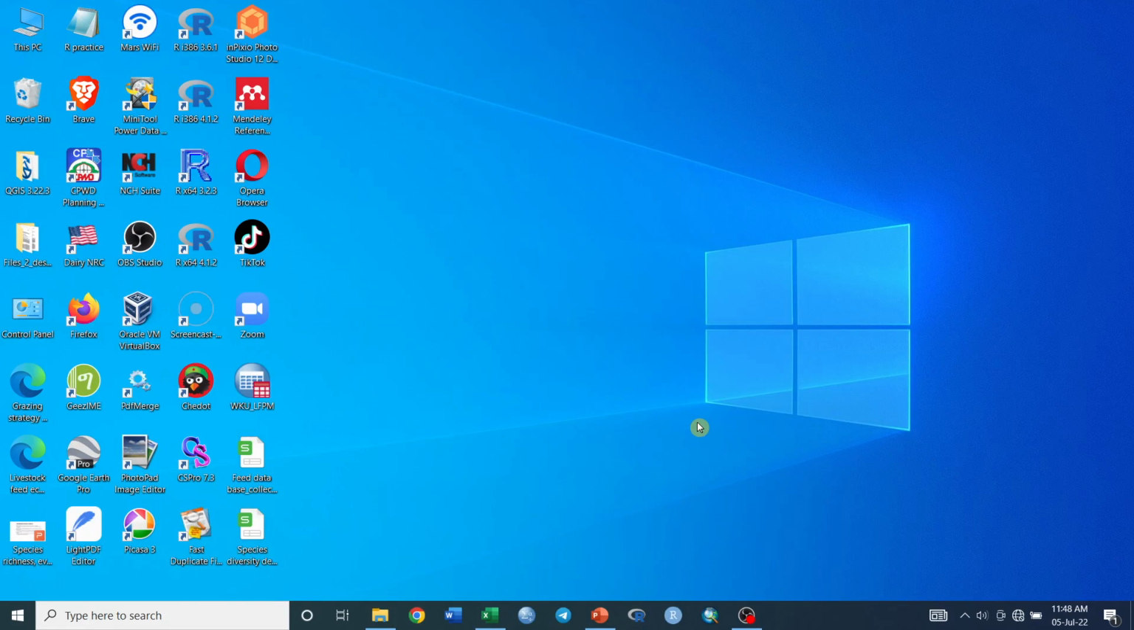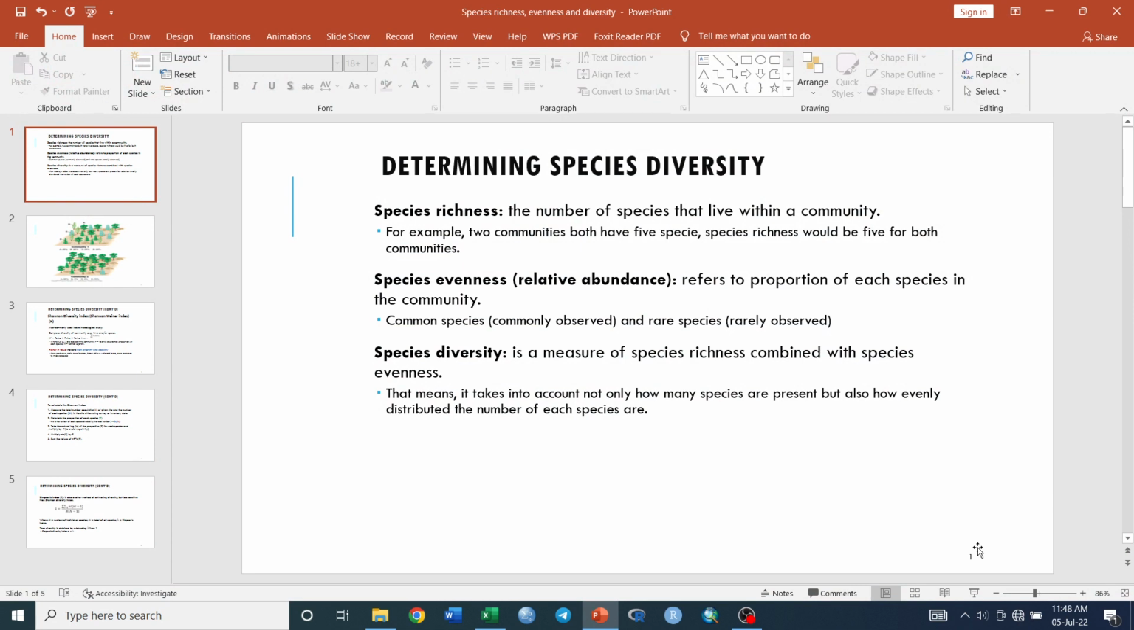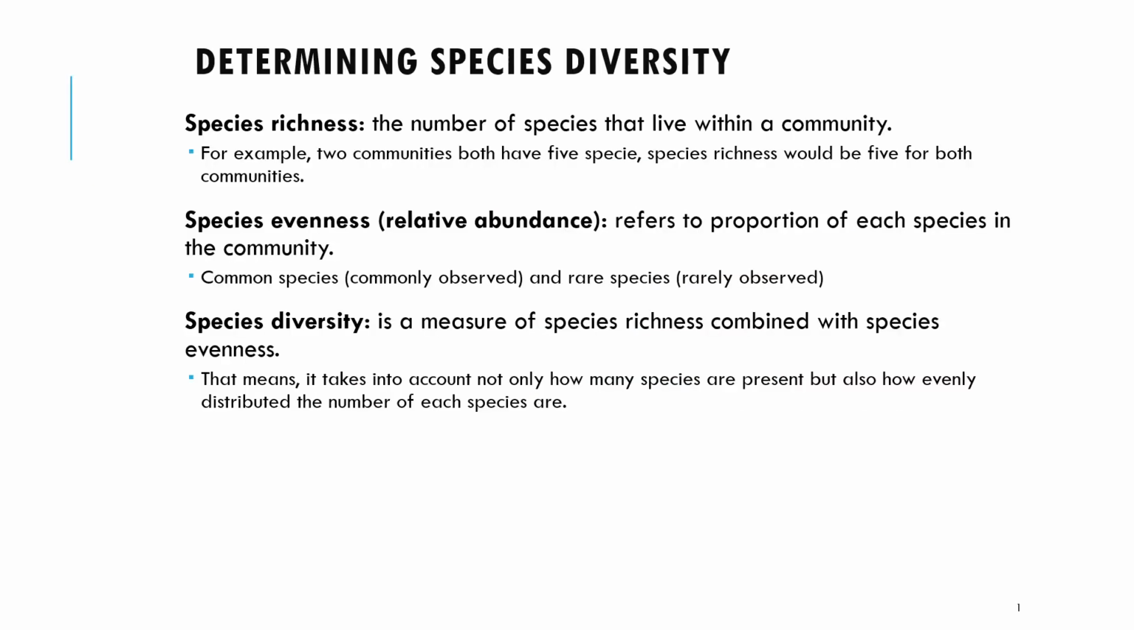Today in this video we will see how to determine species diversity. Before we calculate species diversity, we have to know about these terms: species richness, species evenness, and species diversity. What does species richness mean? This indicates the number of species that live within a community.